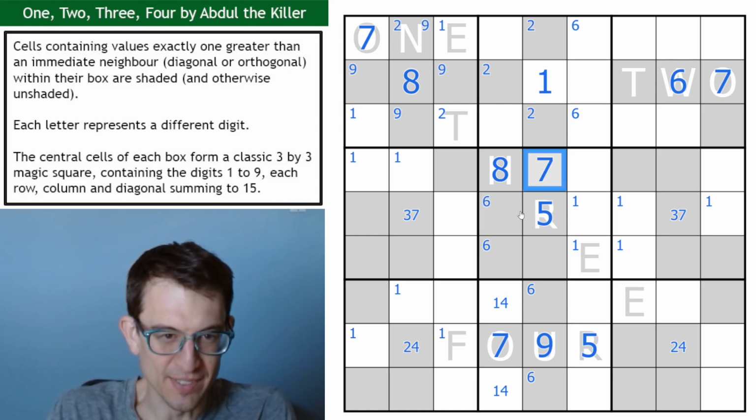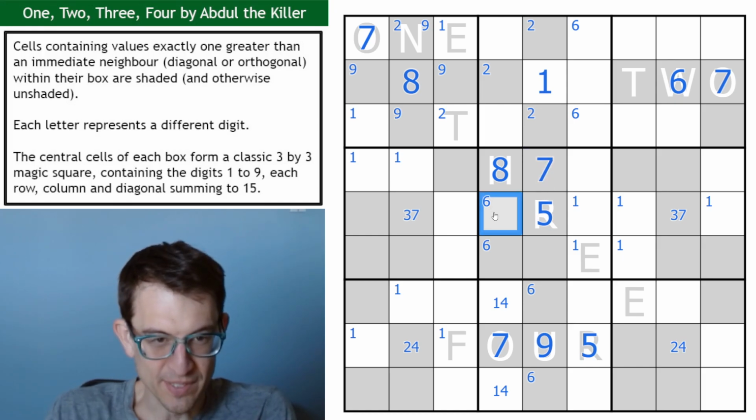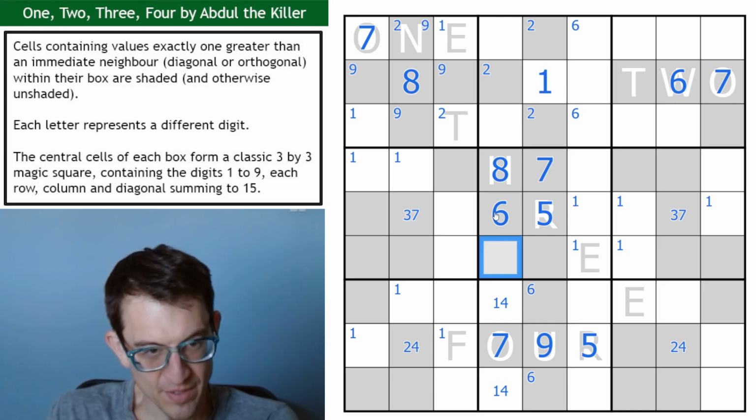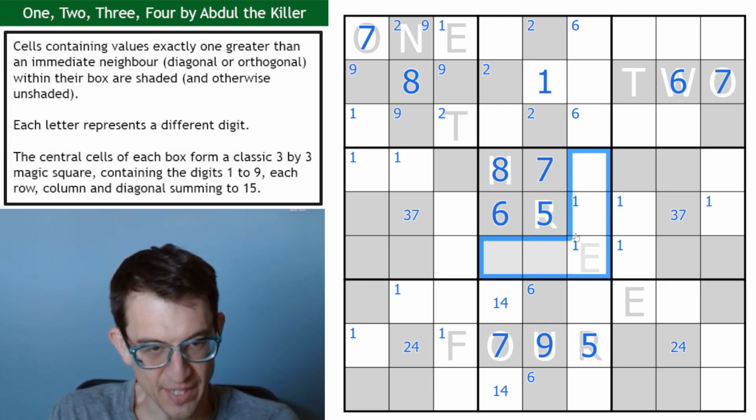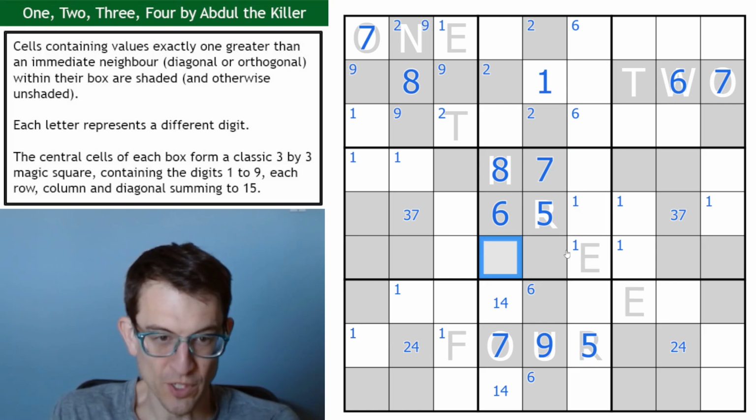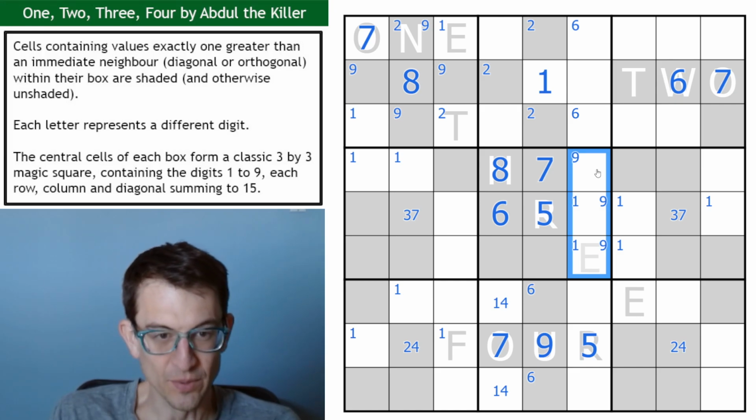That's not 7, this is 7, which means this is the 6, because it has to be next to the 7. We get 8, 7, 6, 5 here, and that ends this chain. Well, those can't be 9 because of this 8. So we get 9 over here now. E can't be 9 because E would be next to an 8 and unshaded over there.